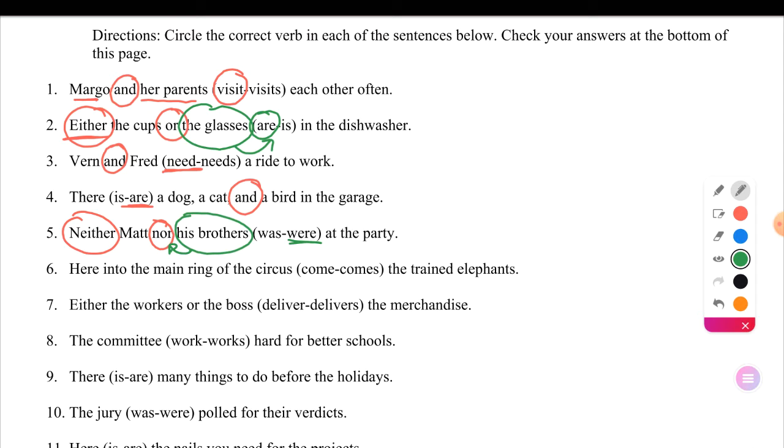Number 6: here into the main ring of the circus come or comes the trained elephants. This verb should agree with which subject, do you think? Who come or comes? The elephants. This is the subject, so the verb is supposed to be plural: come.